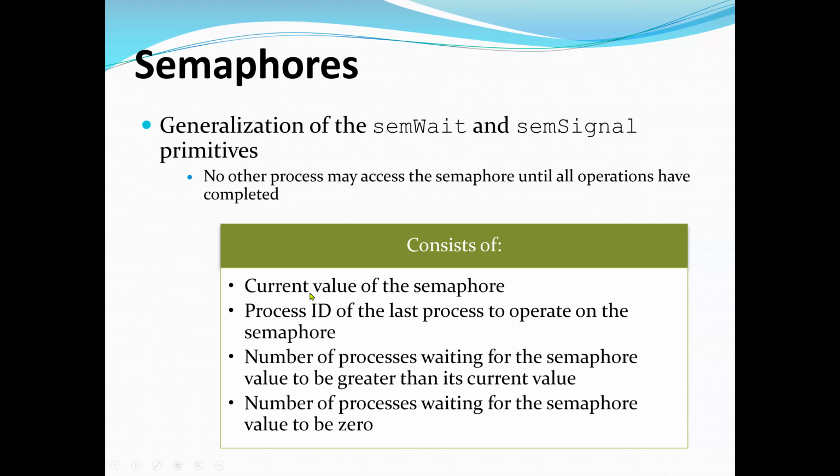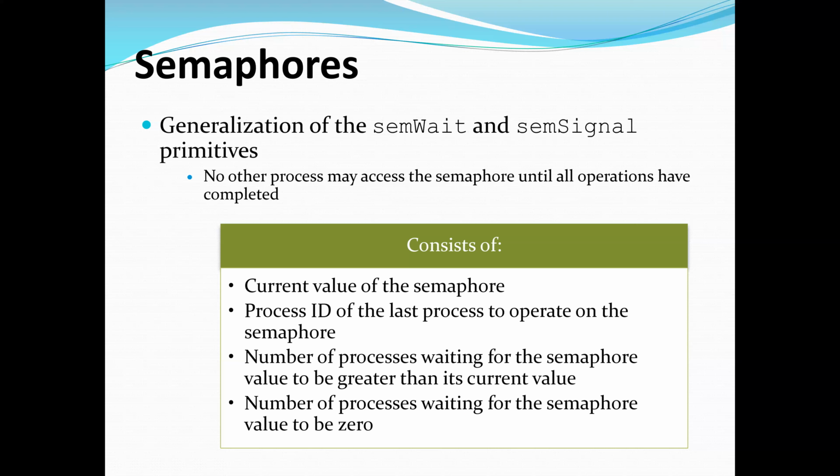Here we see a semaphore normally consists of the following elements. First, the current value of the semaphore, and also the process ID of the last process to operate on the semaphore. Then the number of processes waiting for the semaphore value to be greater than its current value, and the number of processes waiting for the semaphore value to be 0. Associated with the semaphore are queues of processes blocked on that semaphore.